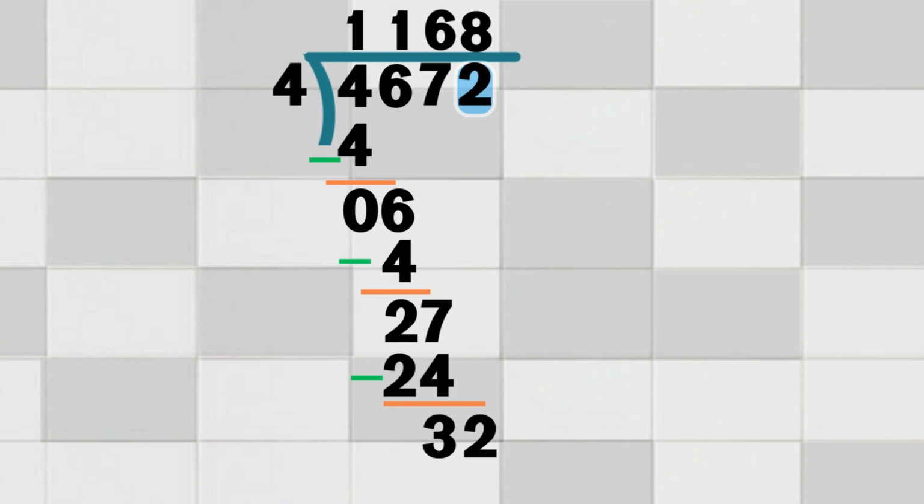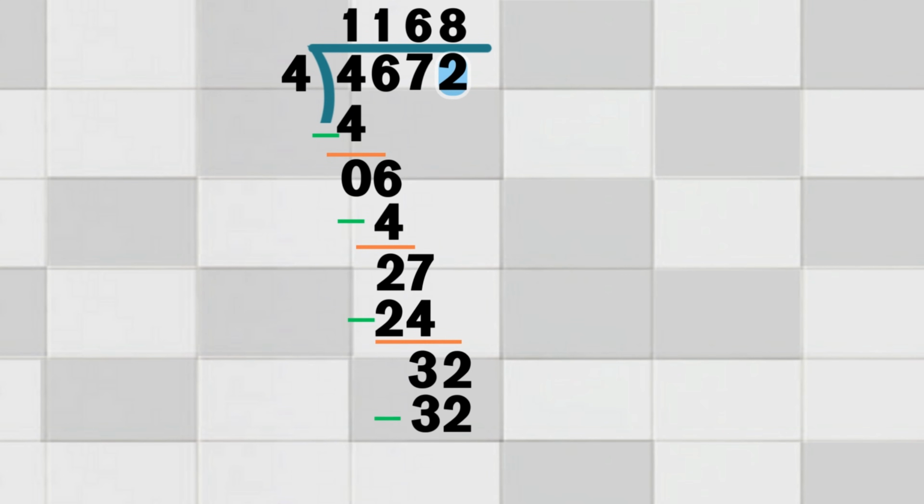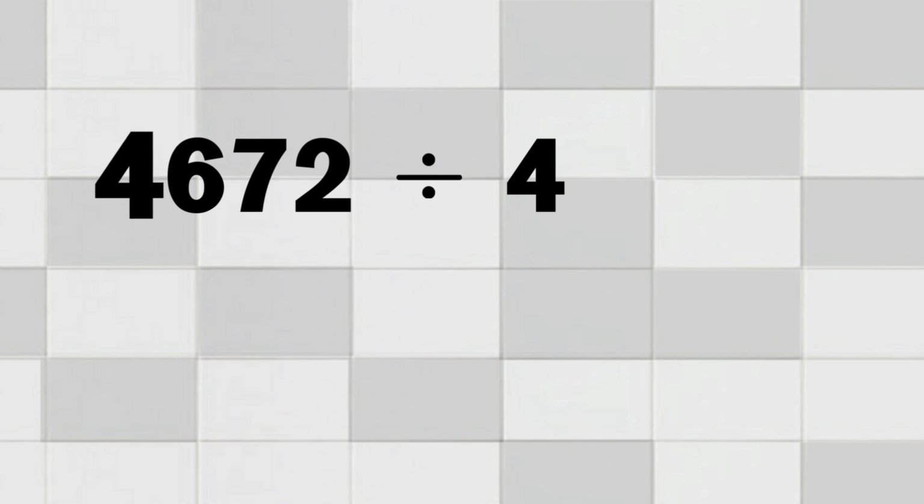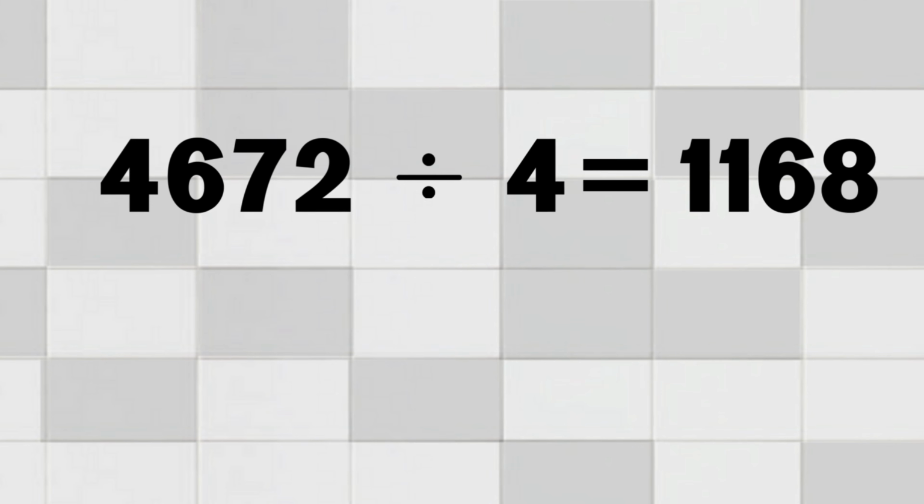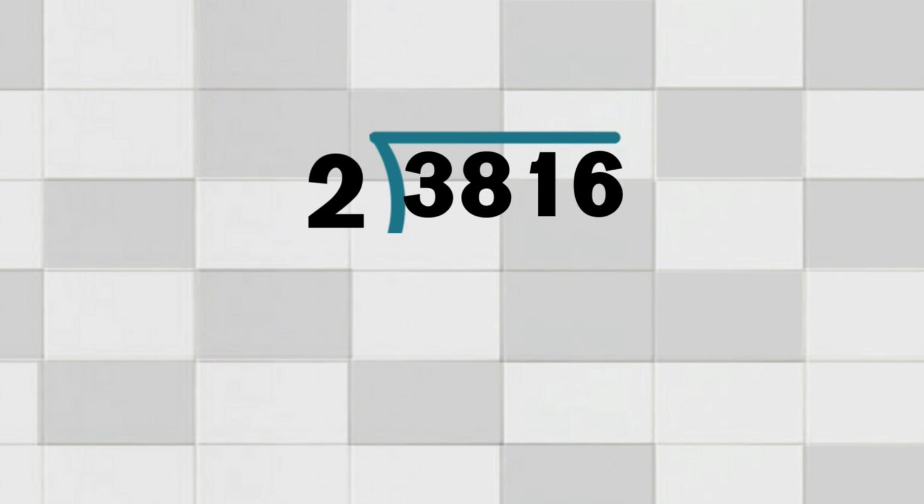Now our final answer on top is 1,168. Final multiply and subtract. Multiply. 8 times 4 equals 32. Subtract. 32 minus 32 equals 0. We are done. There are no digits left to bring down and no remainder. Final answer. 4,672 divided by 4 equals 1,168.